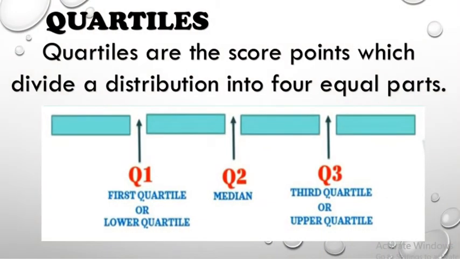Let's define first quartiles. Quartiles are the score points which divide a distribution into 4 equal parts. Let's say, this is our distribution, yung apat na yan. Meron tayong tinatawag na first quartile or lower quartile. Tapos, yung pangalawa ay yung median or middle score, kalahati ng ating distribution. Then the last quartile is the third quartile or the upper quartile. So we have 3 quartiles in our distribution or our data.